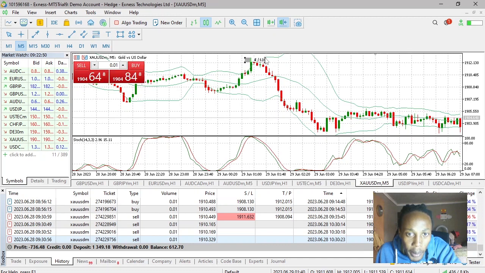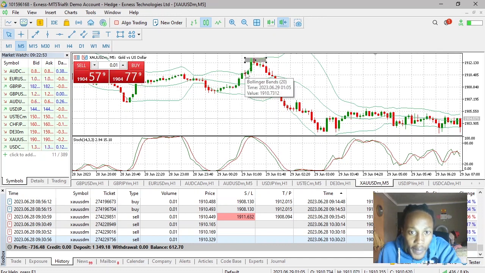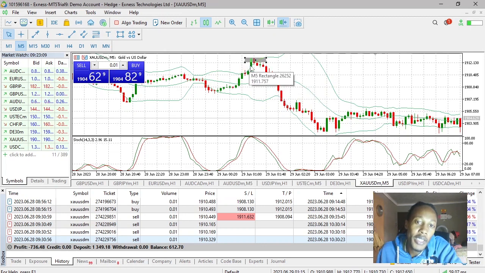It went outside the band, it crossed my band, it exited my band. Then the minute it crosses this line over here, the middle band, that's where I put my entry as a sell. Bear in mind, my entry is because I saw it crossing my band outside, meaning it's oversold.